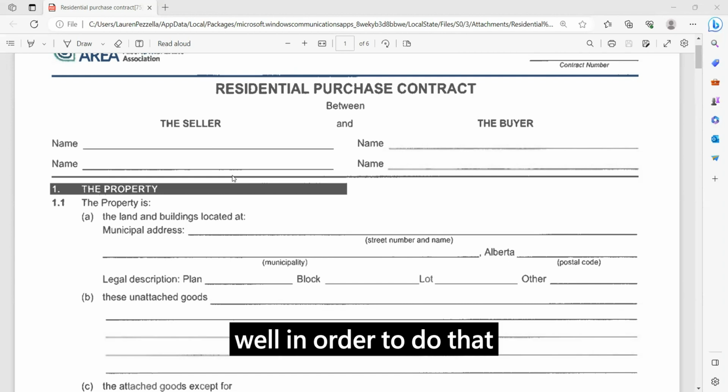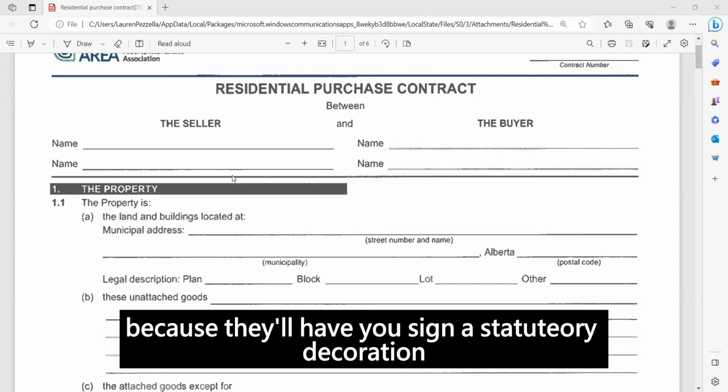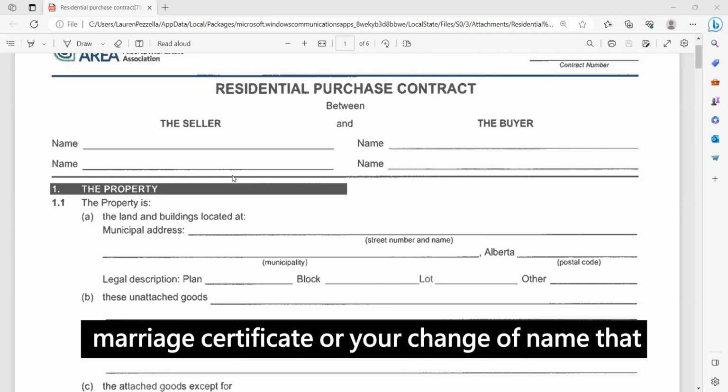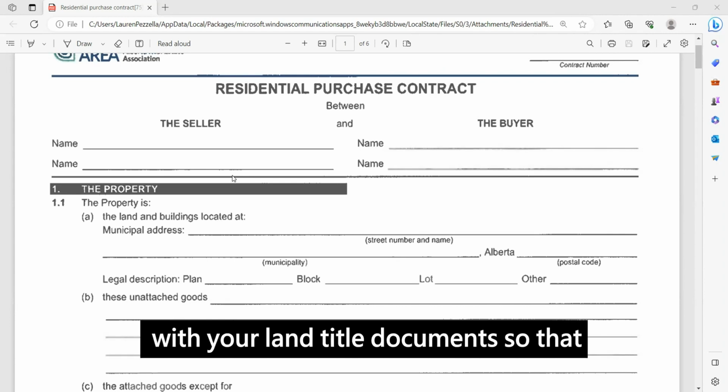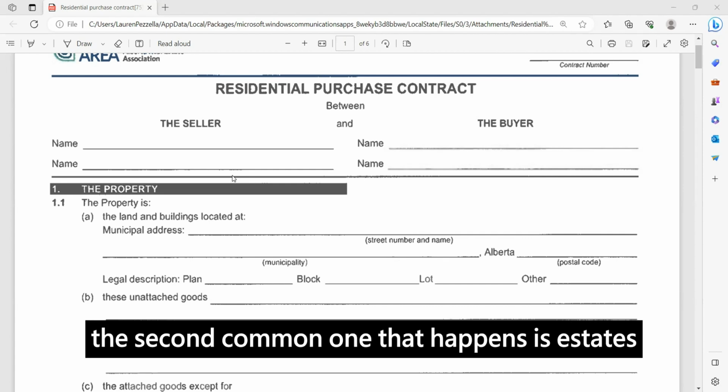Well, in order to do that, you want to make sure that you're telling whoever's doing the conveyancing for the property, because they'll have you sign a statutory declaration, and provide a copy of your marriage certificate or your change of name that you did through Vital Statistics with your land titles documents, so that can get filed and it just shows proof of name.